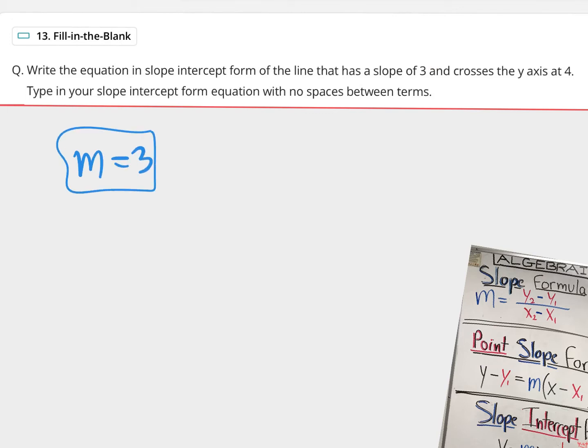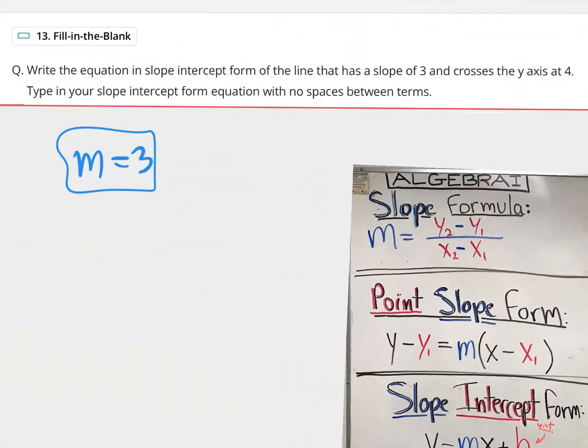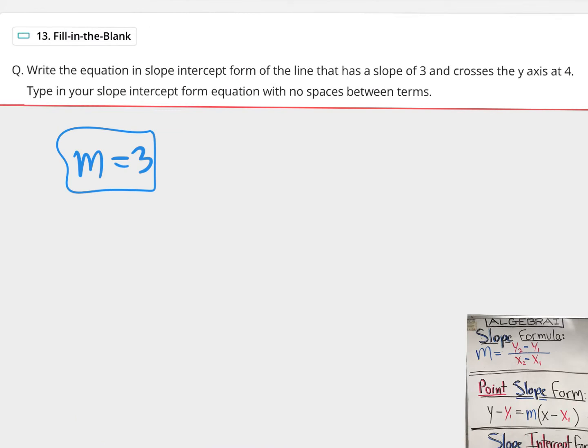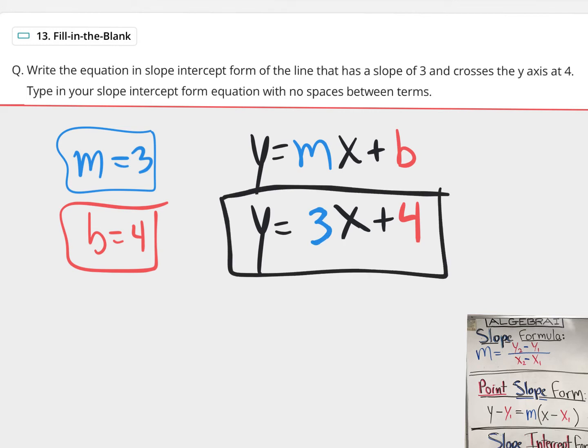and what else do they give you? And crosses the y-axis. Wait a minute. The b value is the y-intercept, so they're telling us your b value. They're telling us that the b value is 4. Now that we know our m and our b, we could write it in y equals mx plus b form. All we got to do is plug in our b value of 4, plug in our m value of 3, and we are done. The quickest question in the whole practice test.